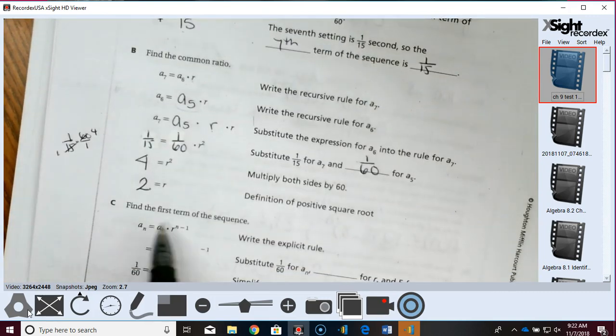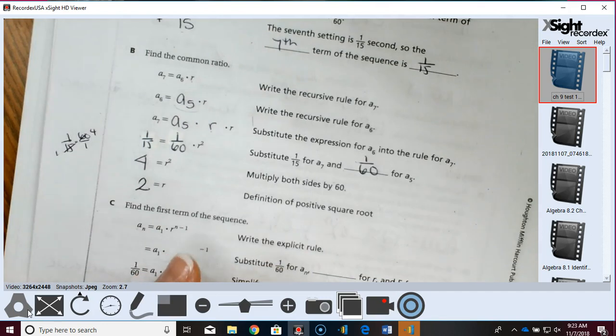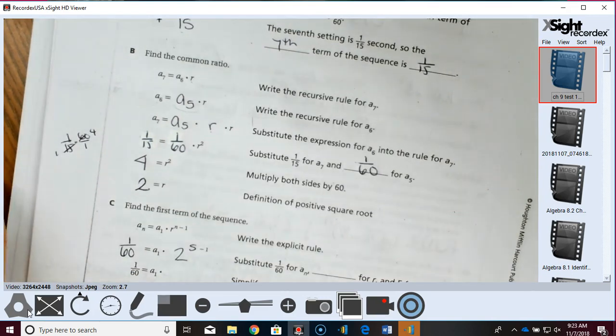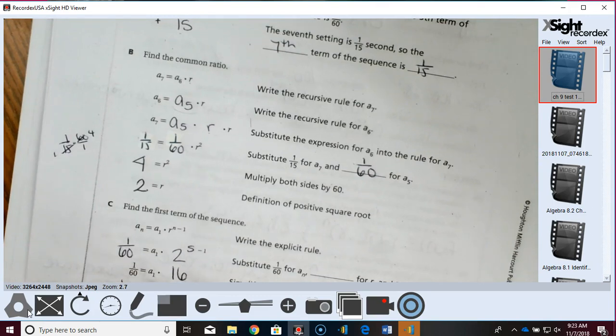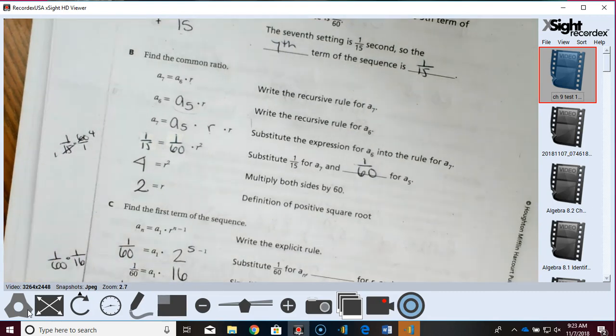Find the first term of the sequence. So write the explicit rule, a to the n equals a to the first times r to the n minus 1. All right, so a to the n, 1/60th, equals a to the 1 times 2 to the 5 minus 1. 2 to the 4th: 2 times 2 is 4, times 2 is 8, times 2 is 16. When I divide by 16 on both sides, I get 1 over 960, because 1 over 60 times 1/16 is 1 over 960.